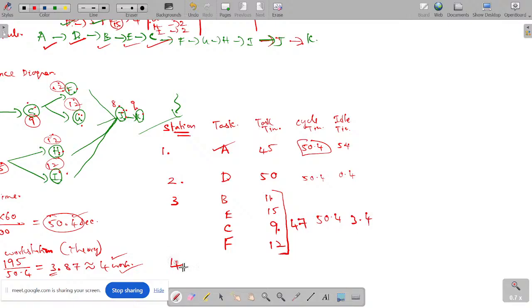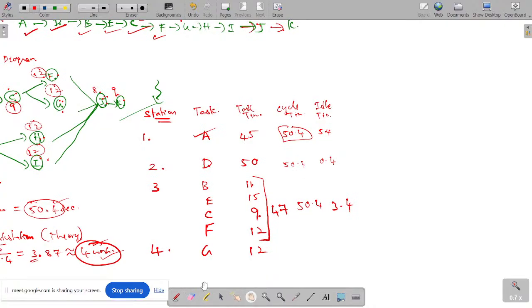Then I'll go for workstation number 4. See, theoretically we found only 4 workstations. But they are checking here whether we can fit it in 4 workstations. If it's not possible, we have to borrow one. So after F it is G, I think it's 12 only. Then it is H, I, J. H was also 12, I remember. I is also 12, I remember. It's 36. So I can add J also, I think. What is J? 8. So what is totally? 44. So 50.4.